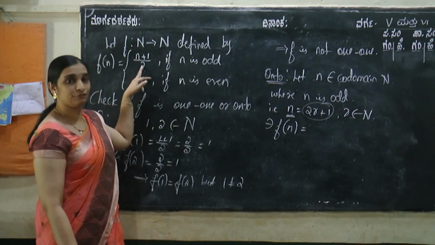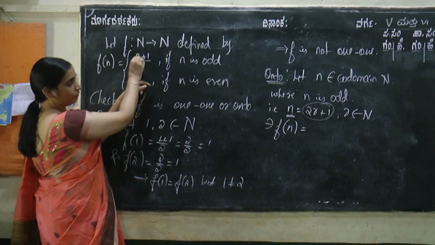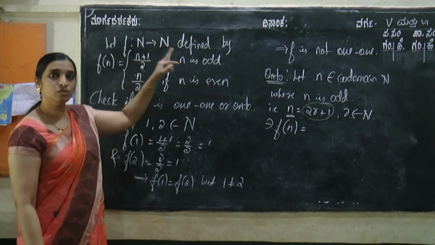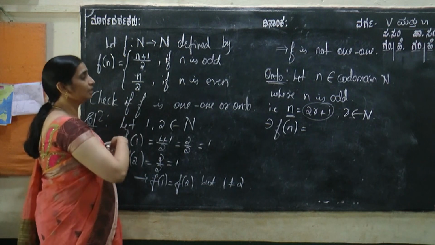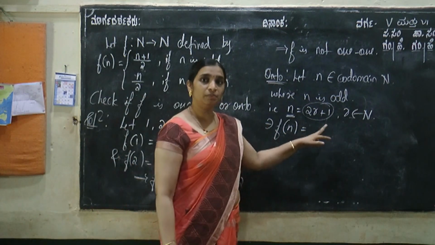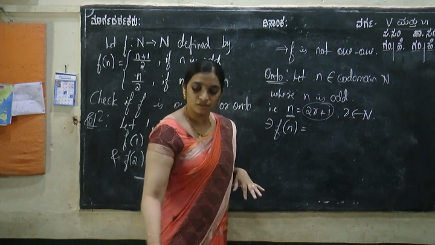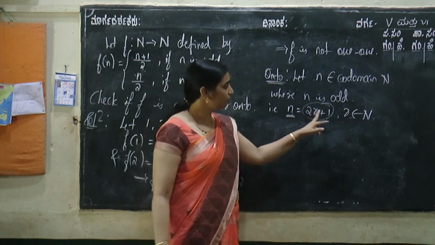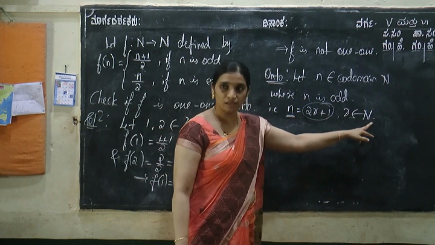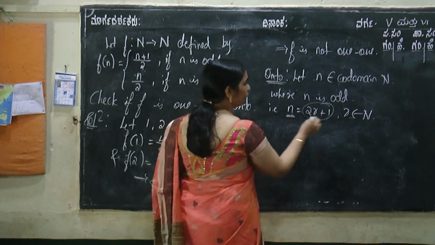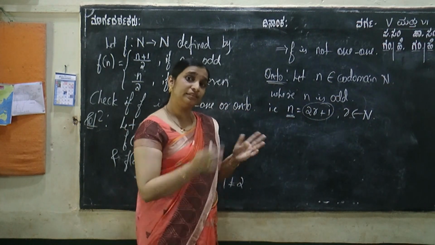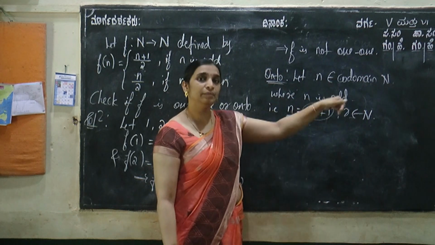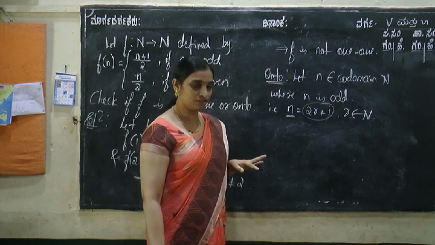When n is odd, what is the definition? We have to use this definition. In place of n, I have to substitute the value 2r plus 1. So n is equal to 2r plus 1, or we may say f of n is equal to 2r plus 1 divided by something. So in order to make it more clear, n is equal to 2r plus 1 belongs to R. Let us take this as our element in domain. Then we will check whether this element in domain has an image in codomain or not.